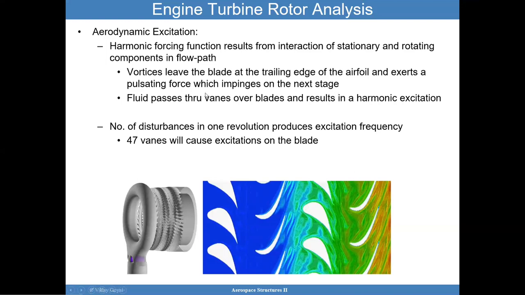The fluid can also pass through vanes, and you can have discrete vanes that, when the fluid passes through them, could cause pulsations on the blades in a harmonic excitation approach. The number of disturbances in one revolution can produce excitation frequencies. So if I have 47 vanes, that's going to cause excitations on the blade in a harmonic way.